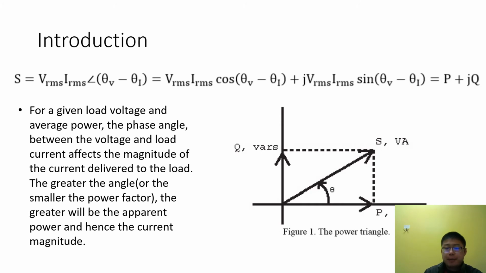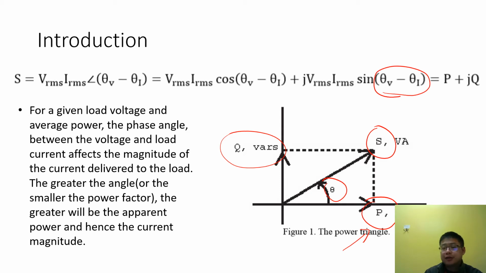Figure 1 shows the power triangle. If we know S and theta, we can use the sine and cosine functions to calculate Q and P. Sometimes P is a fixed value. In order to minimize S, we need to minimize theta. That is, our goal is to minimize the angle between the voltage and the current. We want it to be closer to 0 so that the power factor can be close to 1.